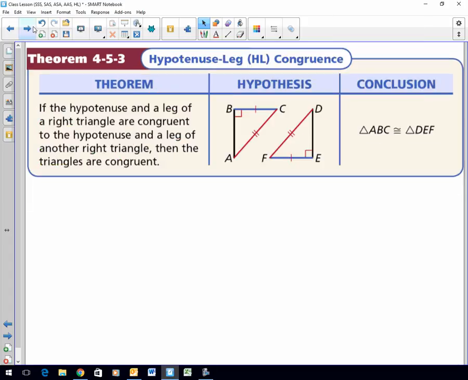Got one more, guys. Last one. We call this hypotenuse leg. It's a little different. If the hypotenuse and a leg of a right triangle are congruent to the hypotenuse and a leg of another right triangle, then the triangles are congruent. What kind of triangles must they be? Right triangles. I'm only talking about right triangles.